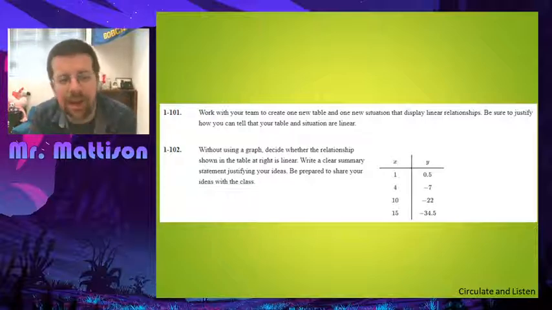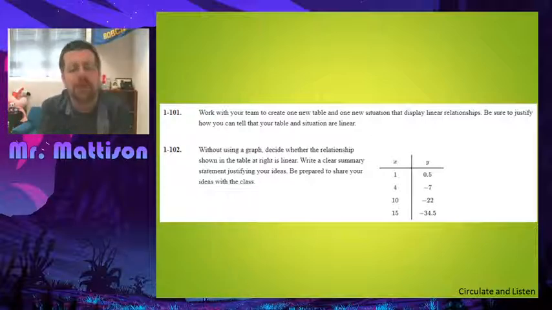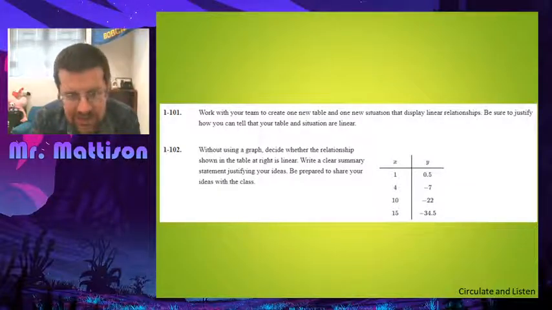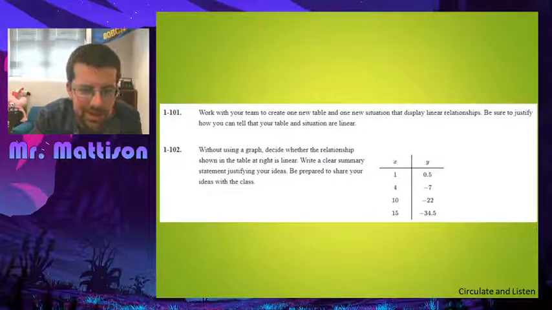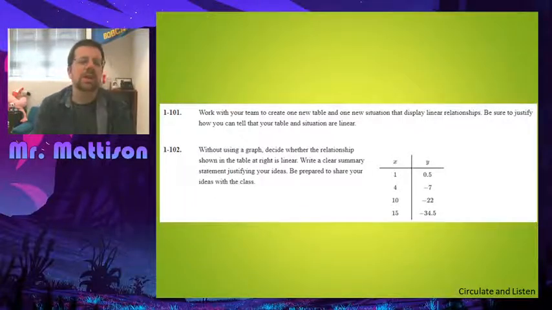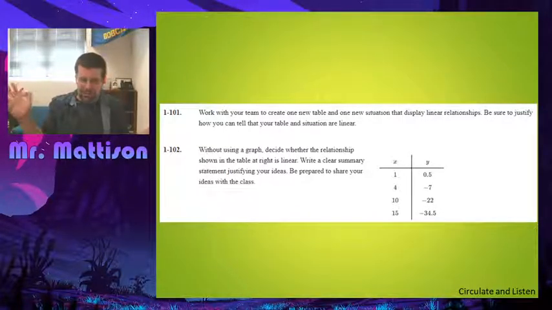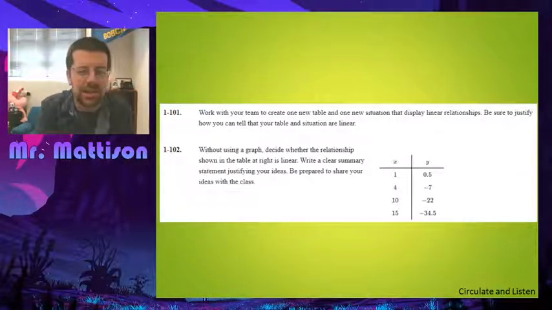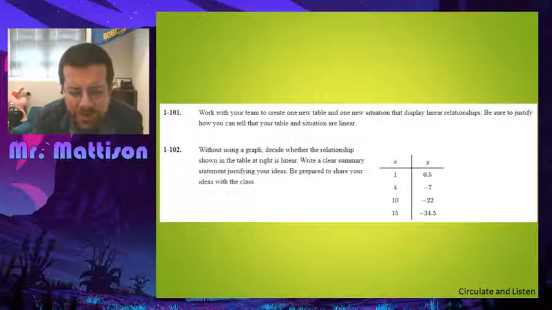All right, and then to round off here, number 102, without using a graph to decide whether the relationship shown on the table on the right is linear, write a clear summary statement for each of your ideas. Okay, so I haven't been graphing any of these just because it's really easy just to graph stuff and look at it, but that is one additional strategy which you can use. But for this one, let's kind of analyze it as we know.